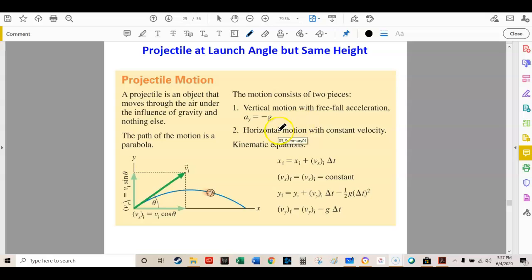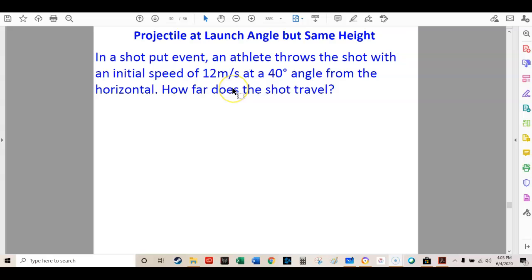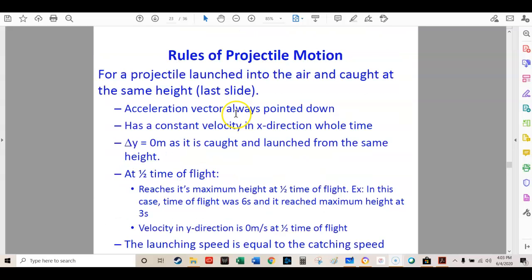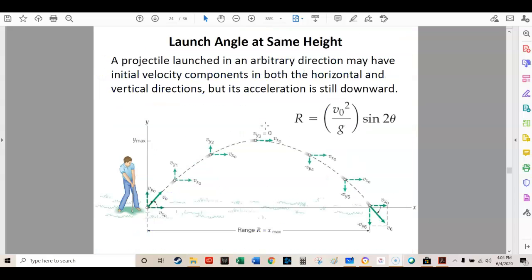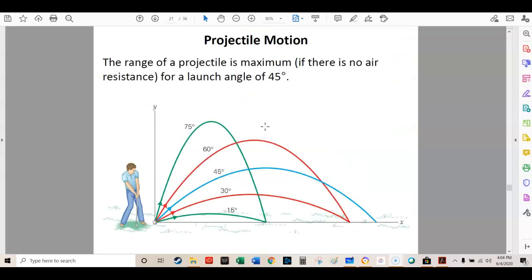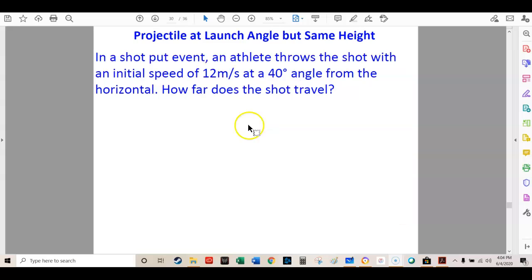So again, here are those assumptions that we make, but we're going to be using the main set of equations that we did at the beginning right here, and we're going to be using this process again. Okay, so we'll go through it together. In a shot put event, you have an athlete that throws a shot with an initial speed of 12 meters per second and an angle of 40 degrees from the horizontal. How far does the shot travel?